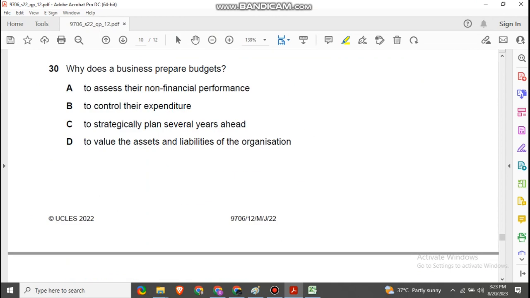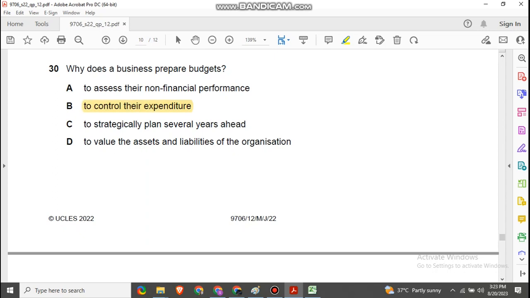Next question, question number 30. Why does a business prepare budgets? Your options are to assess their non-financial performance. Budget will not help in assessing non-financial performance, so it is not the answer. To control their expenditure. Yes, the budget is prepared to control the expenditure, so this could be your right answer.